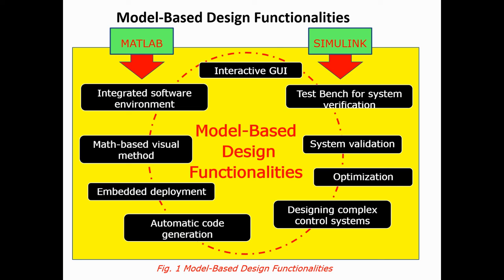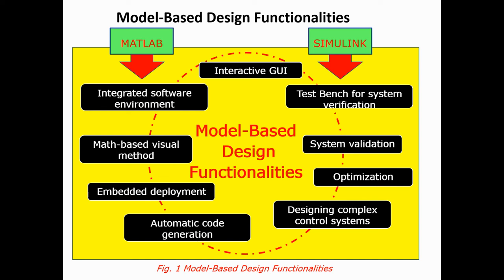We can optimize because, say, for example, you would like to reduce the number of logic gates. You can easily do that using Simulink building blocks. And then in Simulink, you can also design complex control systems. Meaning to say, we're not only dealing here with linear systems, but we can actually do dynamic systems. So we do have experiments on that as well.